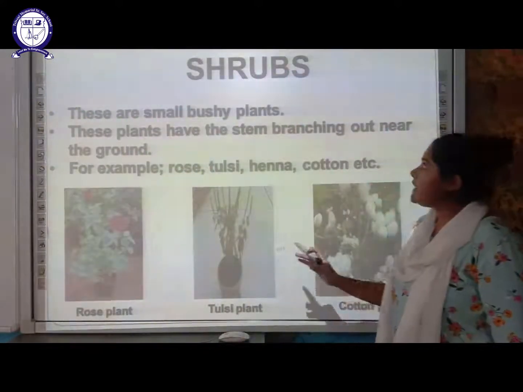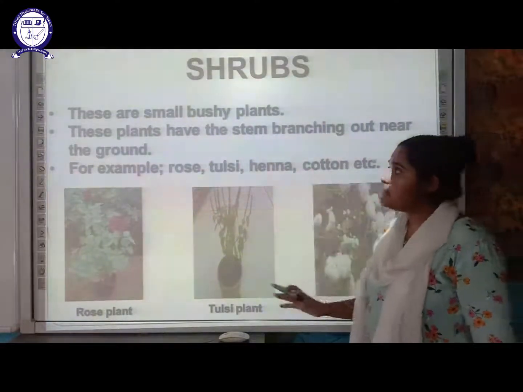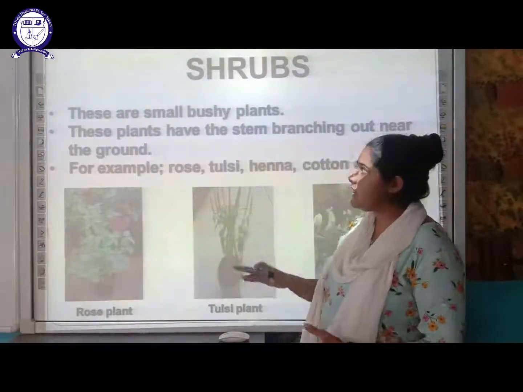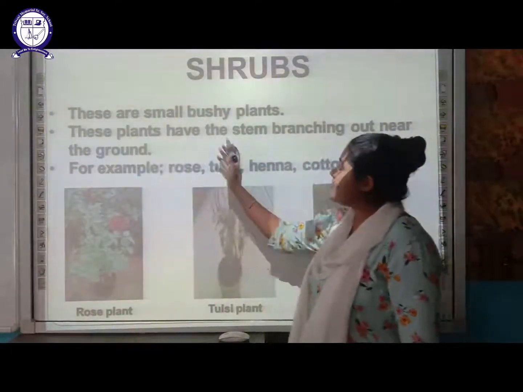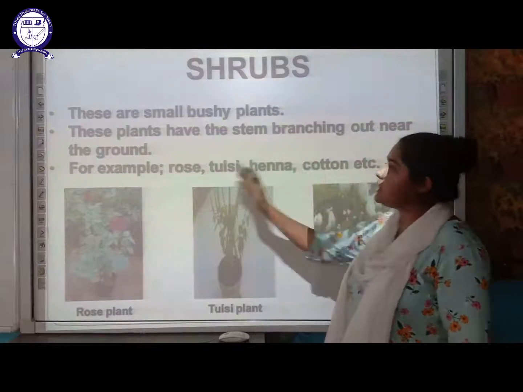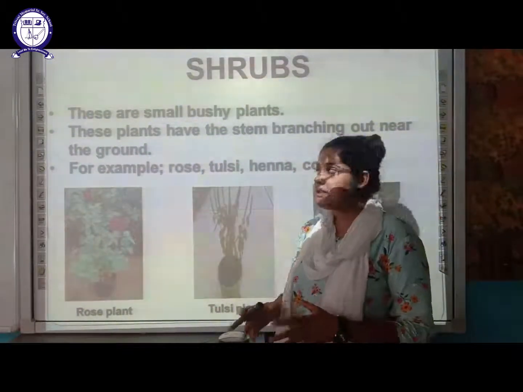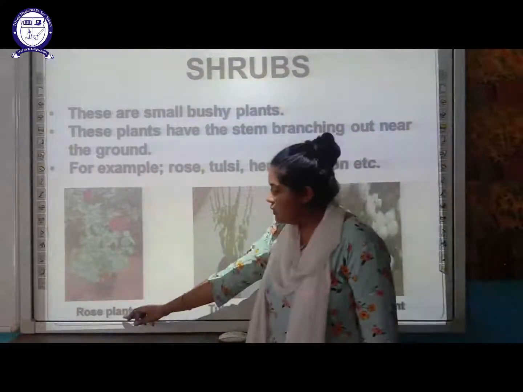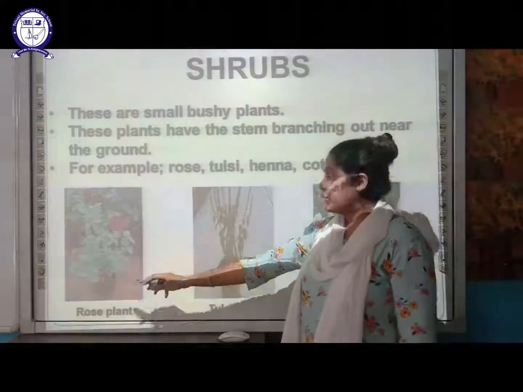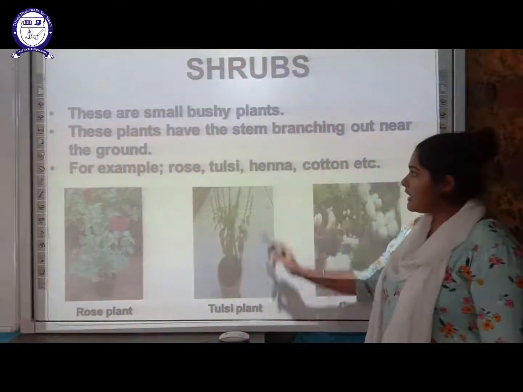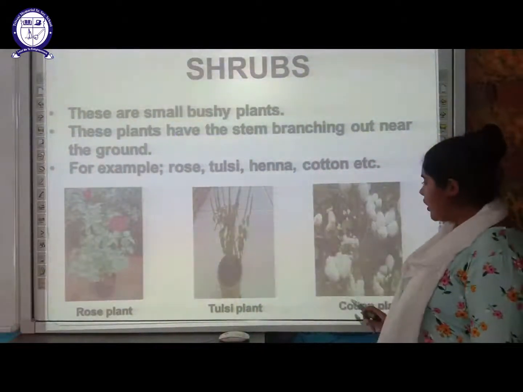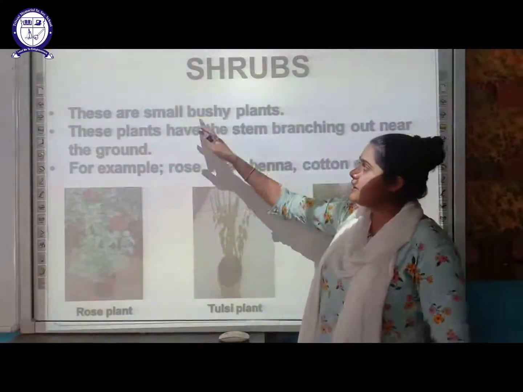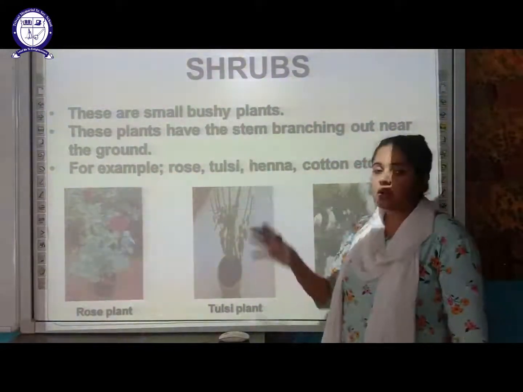Let's move on to the next, that is shrubs. Shrubs are very small bushy plants. They have large branches and they are very small in height. These plants have the stem branching out near to the ground. Examples are rose plants, that is very common, you might have seen that, tulsi, that is basil, henna and cotton plants. So these plants, which are very small and bushy, are called shrubs.